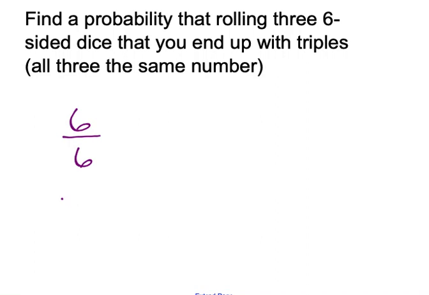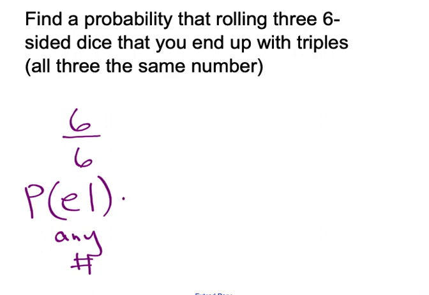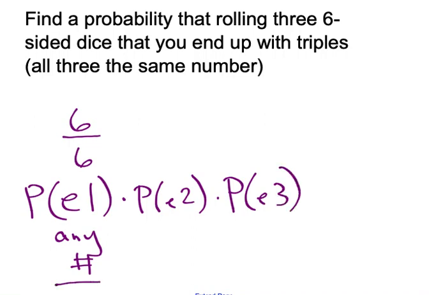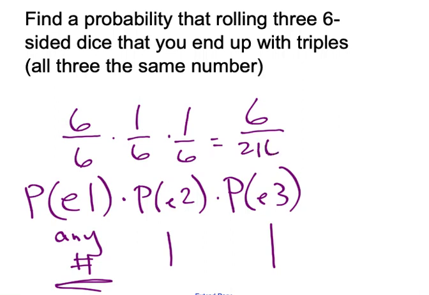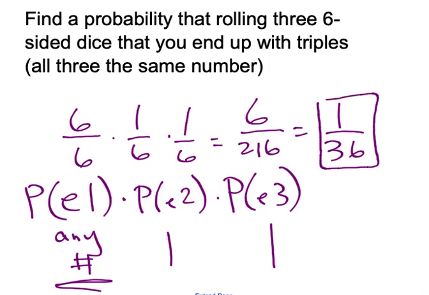After I have gotten that, well, that's the probability of event 1. We can get any number there. Now, once we've gotten that number, the second event, I have to get the same number, and the third event, I have to get the same number. Now, it can be any number, but there's only one number available here and one number available here. So it's going to be 1 out of 6 and 1 out of 6 for the remaining numbers. So this gives us 6 out of 216 when we multiply all those together, which reduces to 1 out of 36.